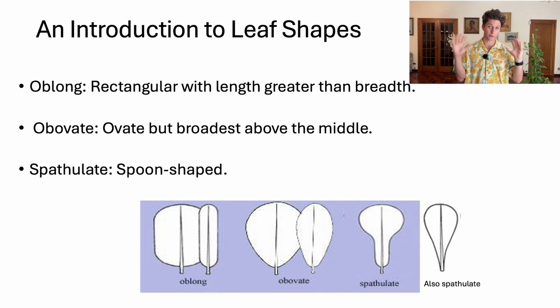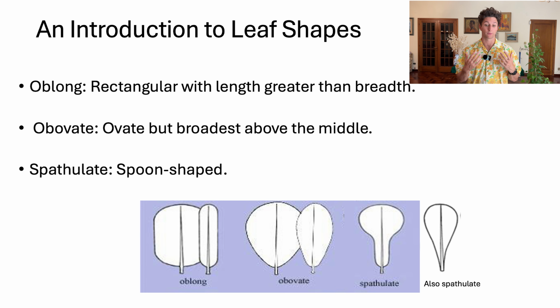We then have oblong, which is similar to linear in the sense that they are equally long along the sides, except that they are generally much wider. Well, almost always, because a linear is a very narrow leaf. Imagine oblong shapes as being a wide version or a broad version of a linear leaf. They are rectangular with a length greater than the breadth.